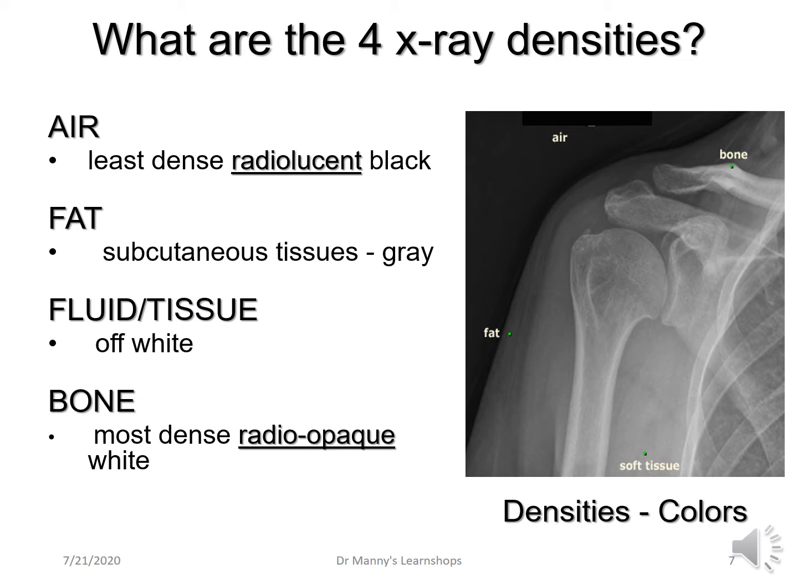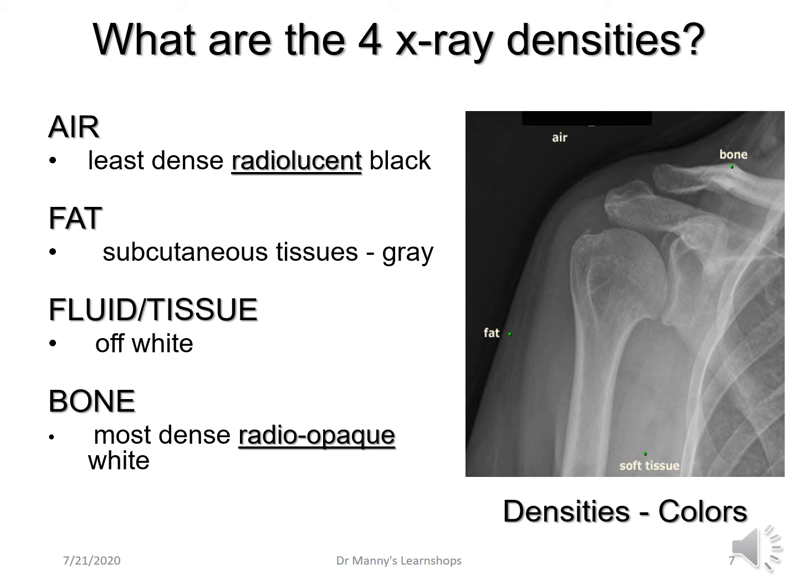There are 4 X-ray densities when you review an X-ray. And you can think of the densities as colours. And the densities are related to air, fat, fluid or tissue, and bone. The least dense is air. And as a consequence of it being not very dense or not very thick, it's referred to as being radiolucent. And it creates a black image on the film.